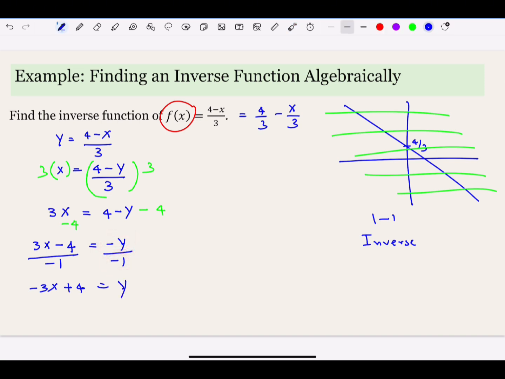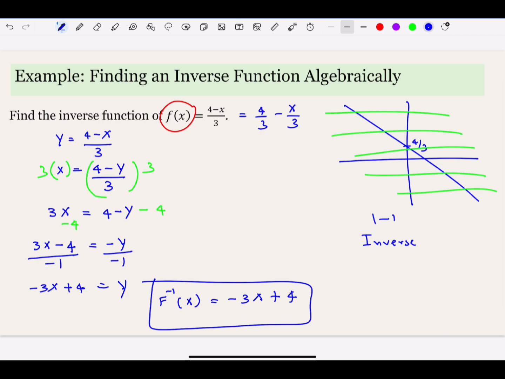So we are almost done. We already isolated y on one side. Now we have to replace this y by f inverse. So the inverse function of f is negative 3x plus 4.